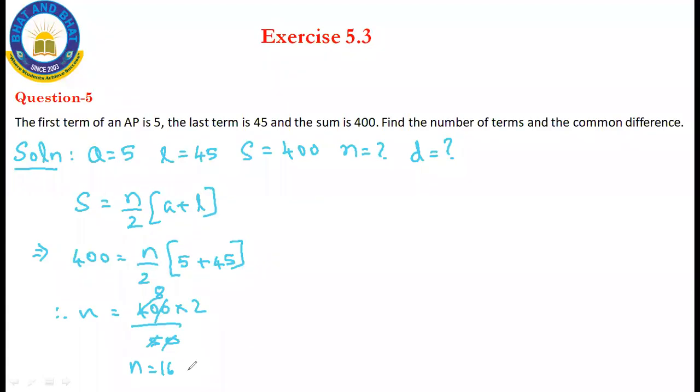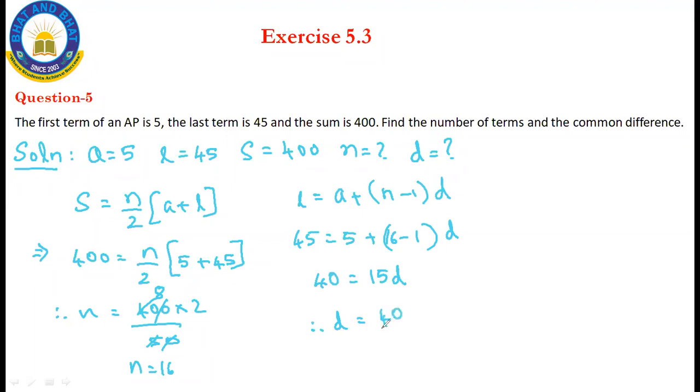Is that clear? Once you know N, it is very simple to find D. L is equal to A plus (N minus 1) into D. L is 45, A is 5, N is 16, so 16 minus 1 into D. 45 minus 5 is 40, equal to 15D. Therefore, D is equal to 40 divided by 15. 5 3s are 15, 5 8s are 40, so 8 divided by 3. This is a 2 mark question, students, not more than that.